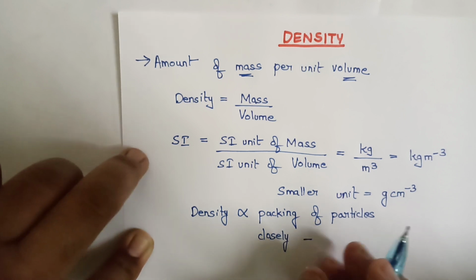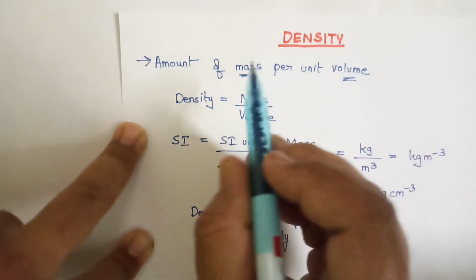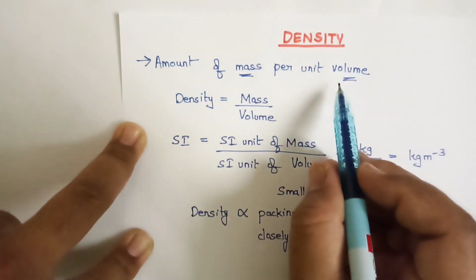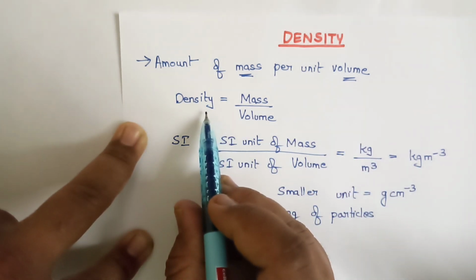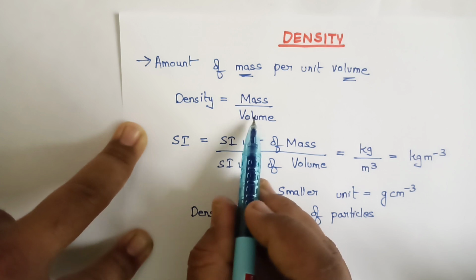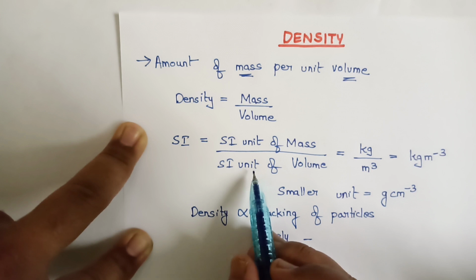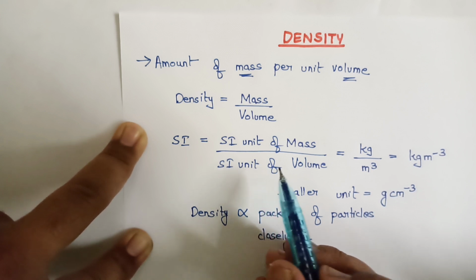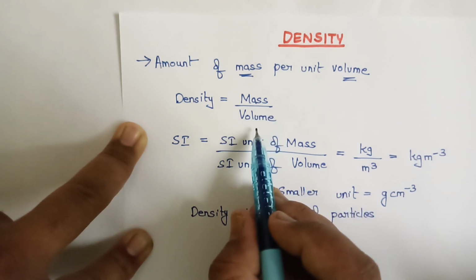Okay, so this is about density. Very easy, isn't it? What is density? Density is the amount of mass per unit volume. So you can write the formula of density as density is equal to mass by volume. Based on this formula, you can derive the SI unit of density. What will be the SI unit of density? SI unit of mass by SI unit of volume.